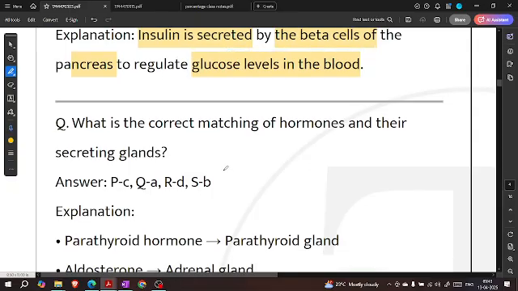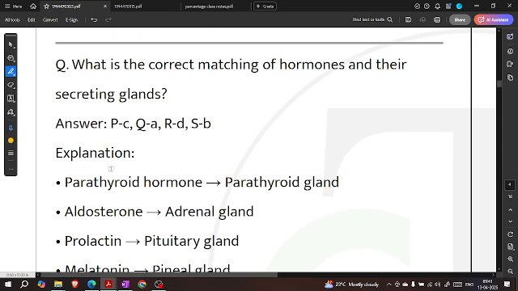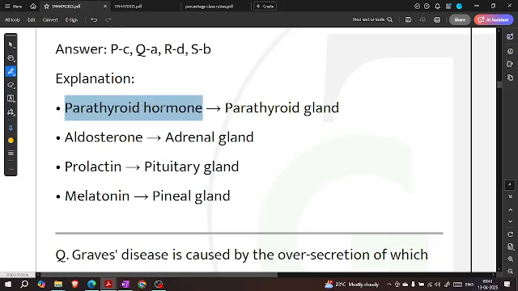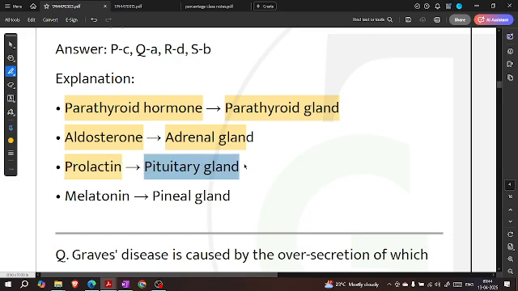Which of the following is the correct matching of the hormone and their secreting gland? Parathyroid hormone, pituitary gland. Aldosterone, adrenal gland. Prolactin, pituitary gland. Melatonin, pineal gland.